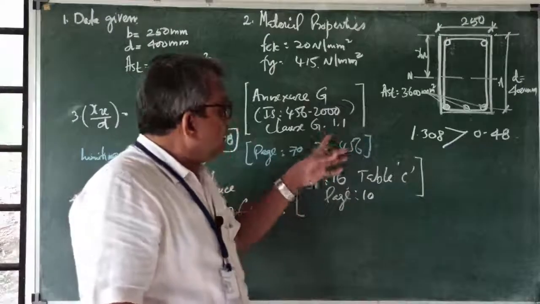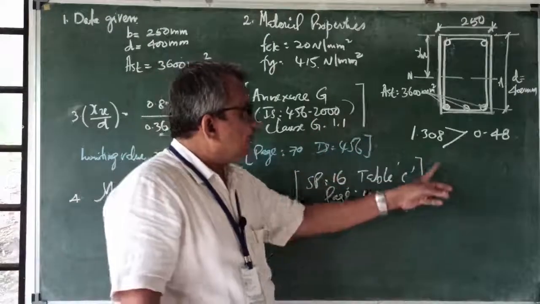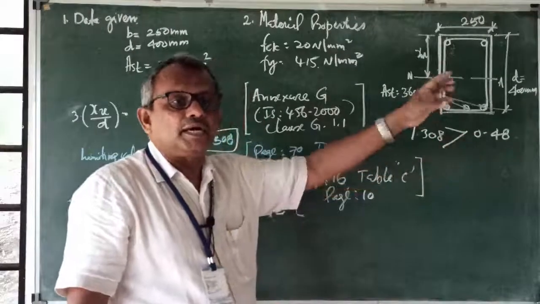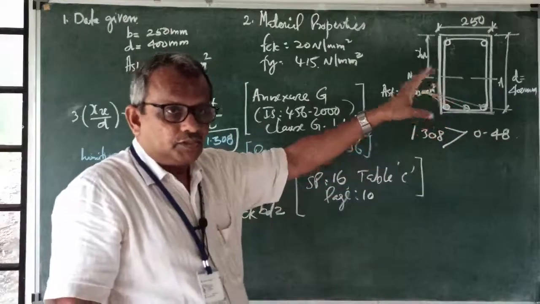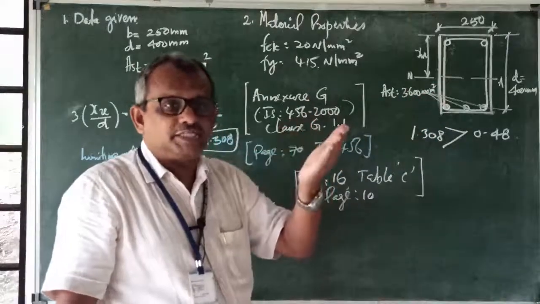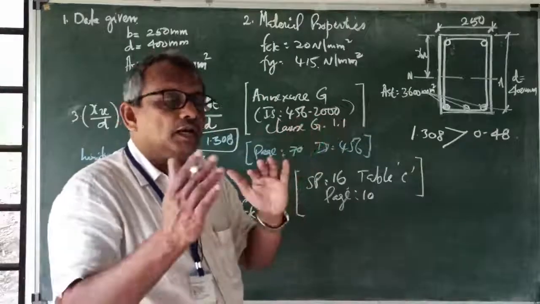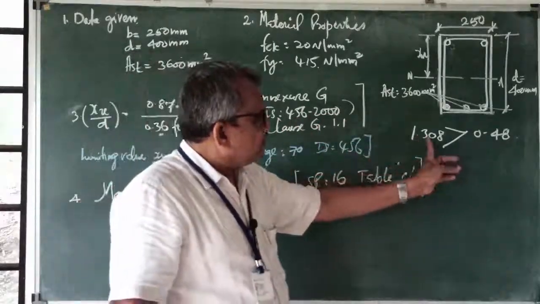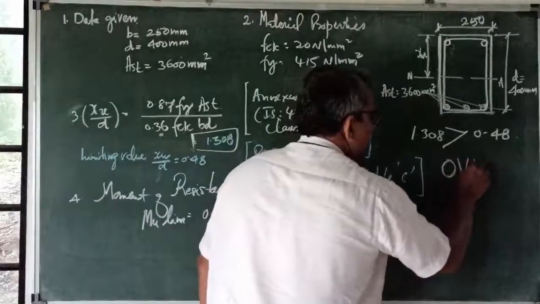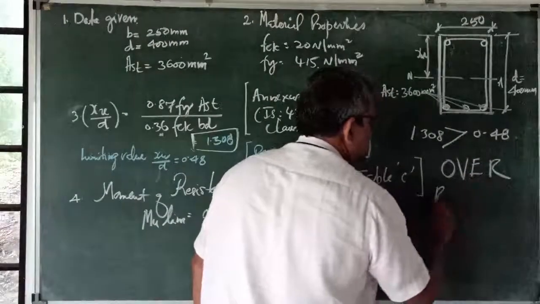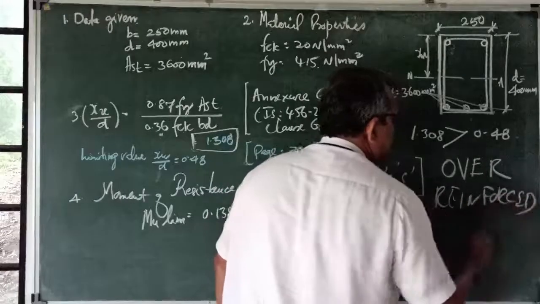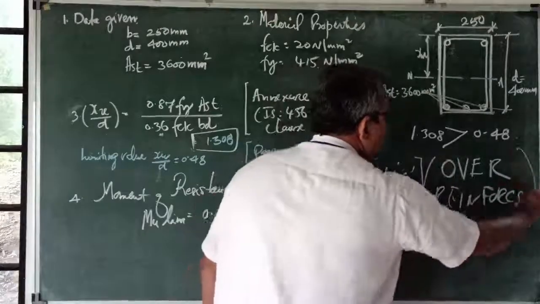So if we get the value 1.308 greater than 0.48, usually we will redesign the beam. Here we are not designing, we are just finding out the moment of resistance only. When we come to the designing section, we will discuss it. So 1.308 is greater than 0.48, so we can say this section is over-reinforced. So it's an over-reinforced beam, right?